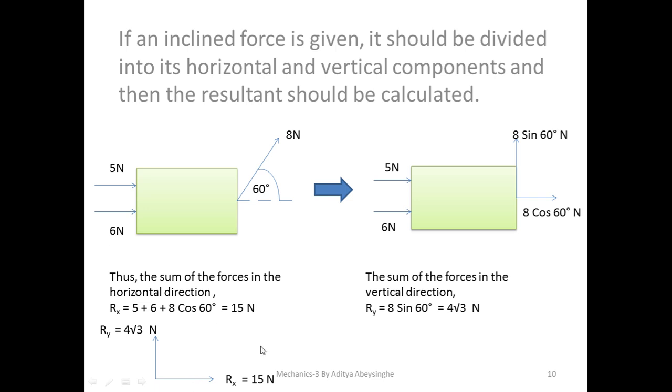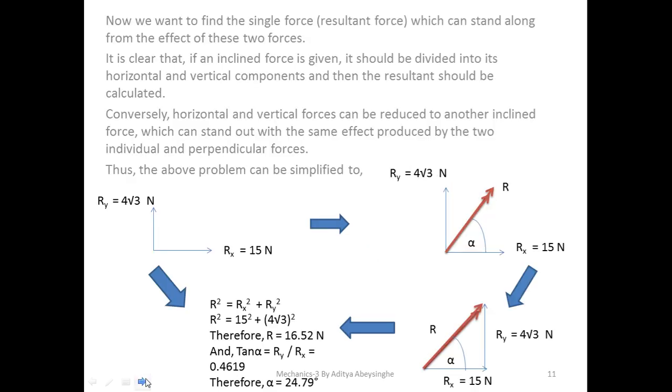So as I mentioned in my videos on vector decomposition and finding the resultant, to find the resultant, you have to square these terms individually. Now we want to find the single force which can stand in for the effect of these two forces. It should be clear that if an inclined force is given, it should be divided into its horizontal and vertical components, and the resultant should be calculated. Conversely, horizontal and vertical forces can be reduced to another inclined force which can stand in with the same effect produced by the two individual and perpendicular forces.